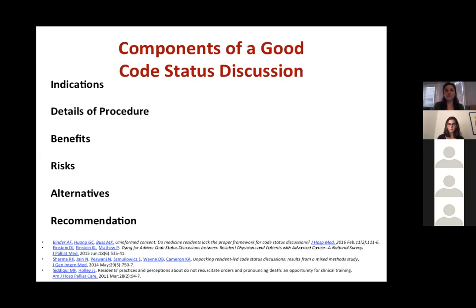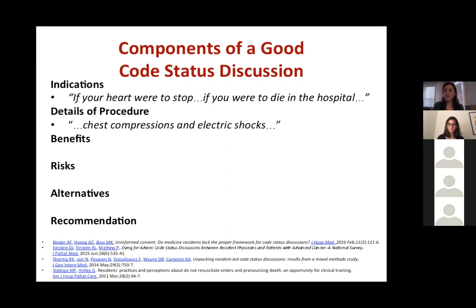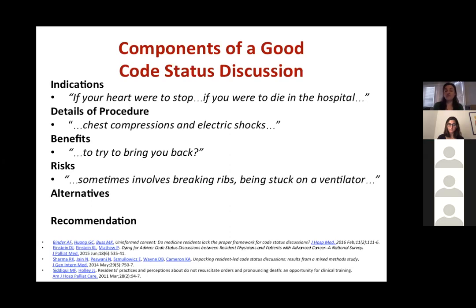When I hear a lot of code status discussions, they usually go something like this. If your heart were to stop, if you were to die in the hospital, would you want me to do chest compressions and electric shocks to try to bring you back? Or this sometimes involves breaking ribs or being stuck on a ventilator, or would you prefer that I let you die naturally? And then obviously sometimes we end with a recommendation and sometimes we don't.